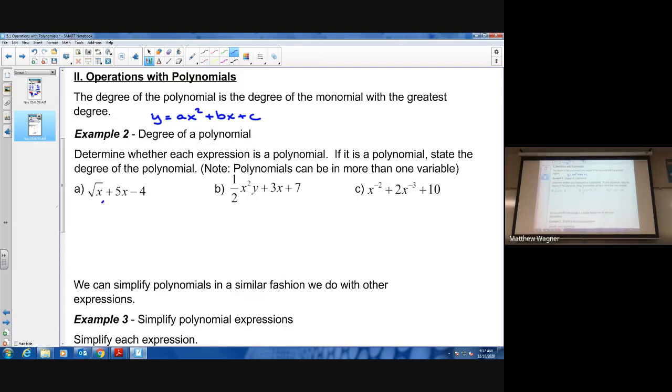So kind of taking a peek at this very first one, I see a radical of x, okay? Polynomials do not have square roots of variables. So this is not a polynomial.